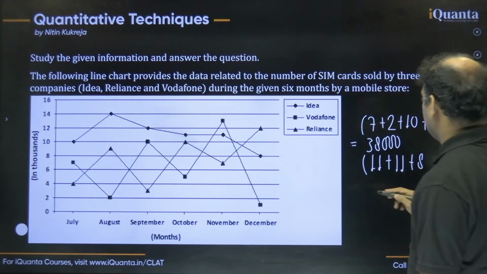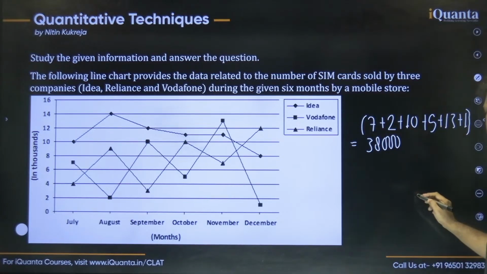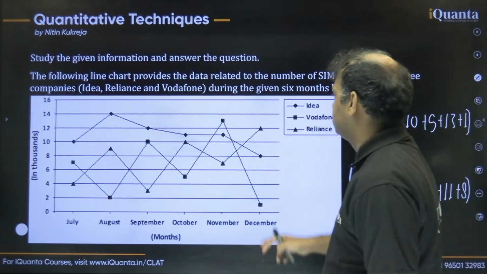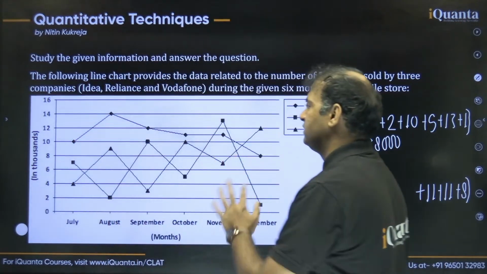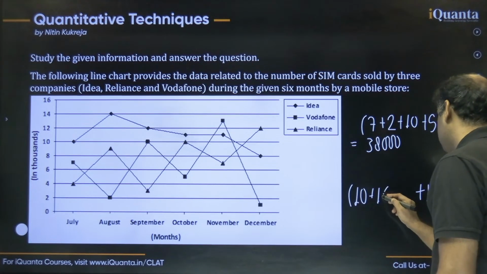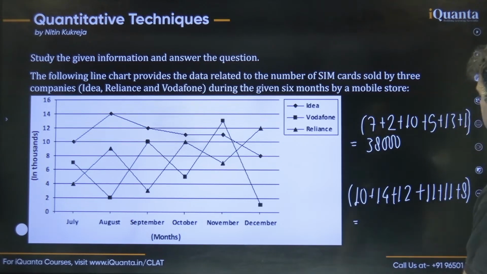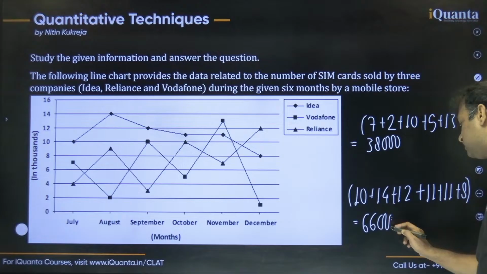Now similarly, let's work on Idea. Idea's last 3 months we already know: 11, 11, and 8. We only have to check the first 3 months of Idea's sales. Idea is represented by this rhombus. So 10, 14, and 12 are the first 3 months. 10 plus 14 plus 12 is 36, and the last 3 months 11, 11, and 8 give 30. 30 and 36 gives you 66, or you can say 66,000 here.